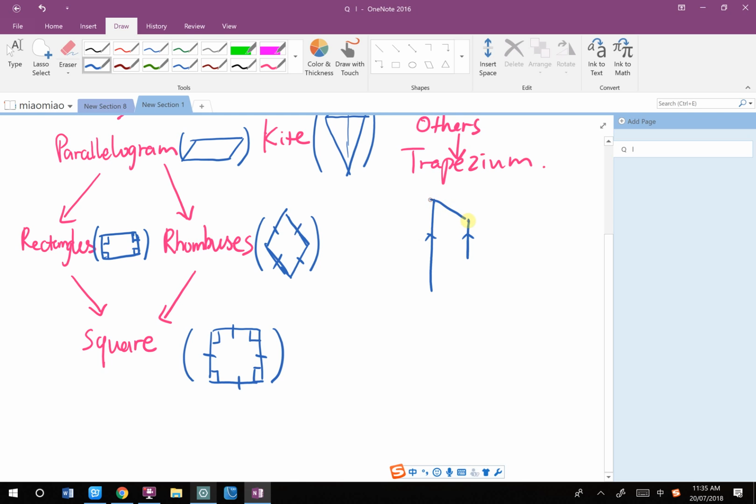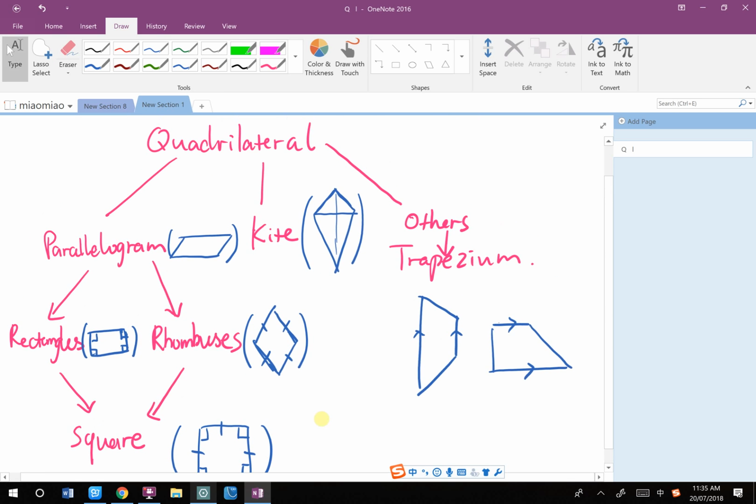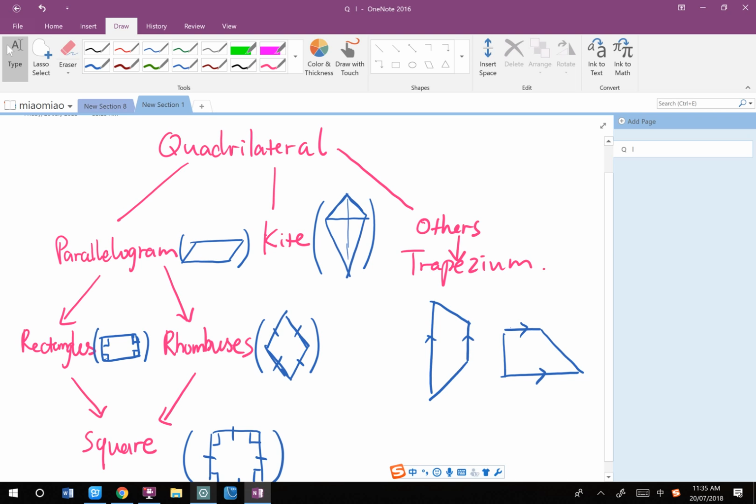And I can connect the other sides. Okay, that's a trapezium. Or I can do this. They are parallel to each other, the other 2 not. That can be a trapezium. So with 1 pair of parallel lines only. Okay, so that's the shape. That's all the different shapes we have for quadrilaterals, the special ones. So you can use this chart to remember them.